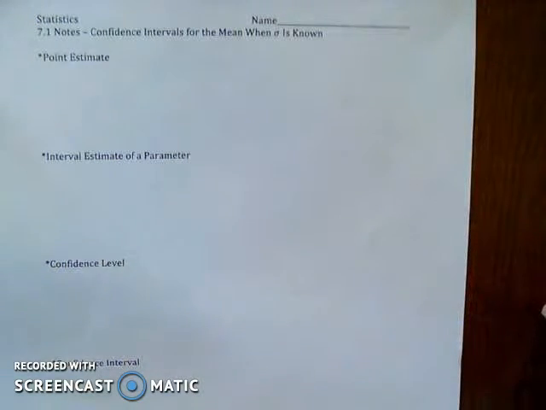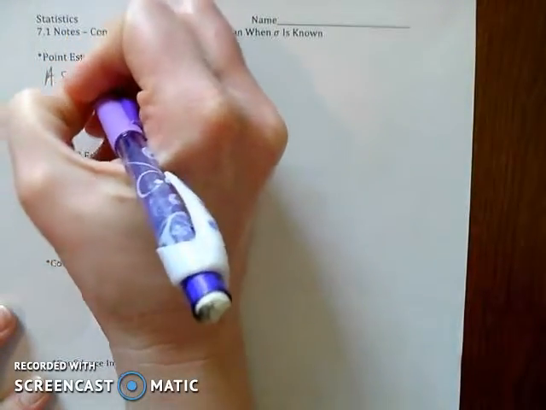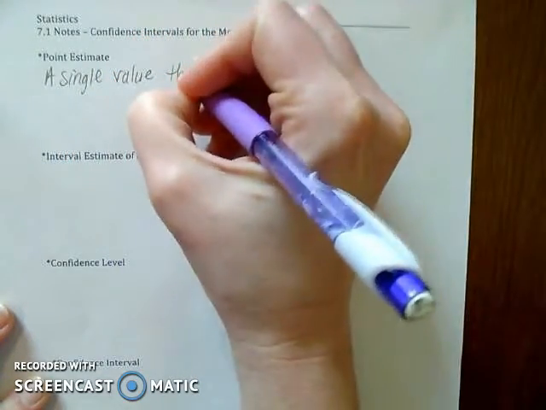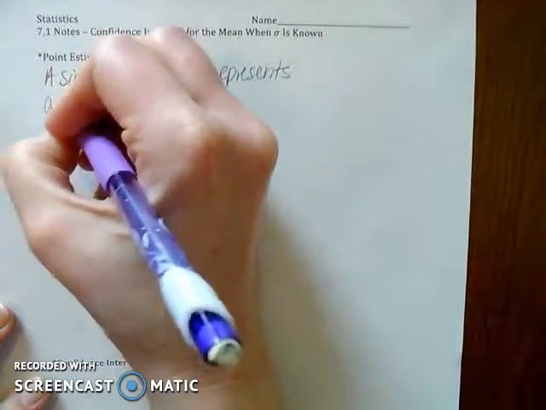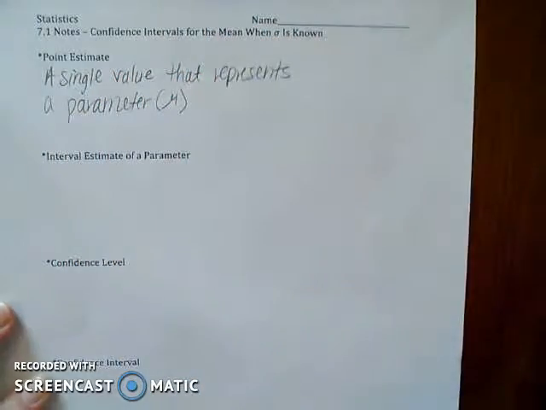Some of you have heard this little activity, I guess you could call it, that I do, where usually I show you a picture of myself and ask you to write down what age you think I am in the picture. Unfortunately, I don't have that with me, so I can't do it. But what you're doing when I do that is you're coming up with a point estimate. A point estimate is a single value that represents a parameter. And the parameter we're going to use is mu, the population mean.